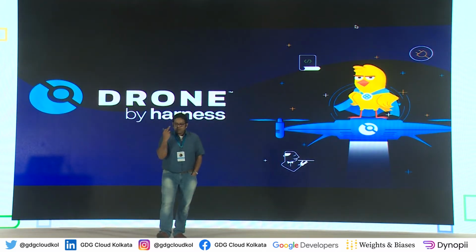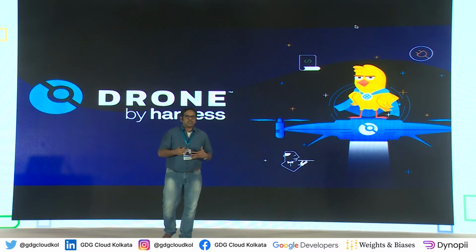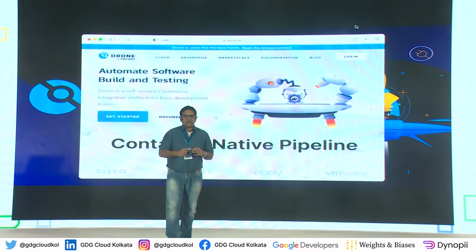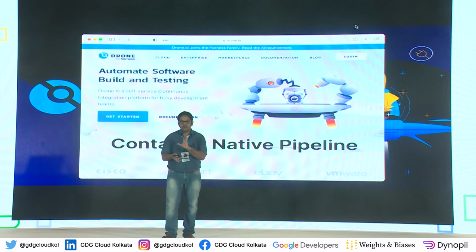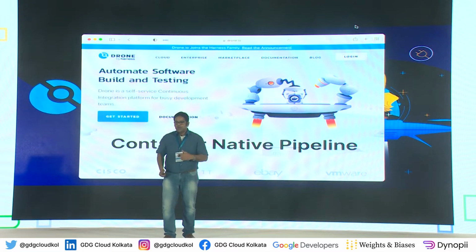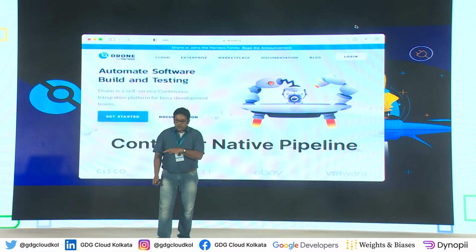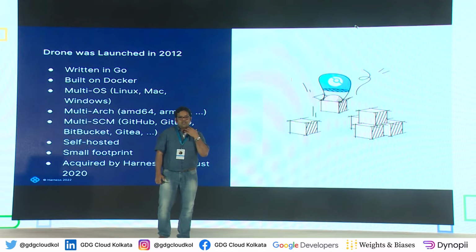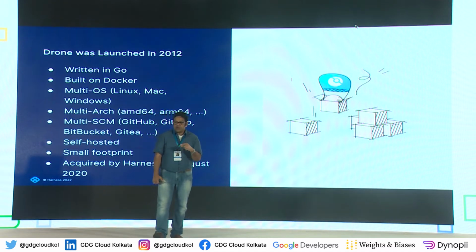Drone was a very simple, container-based tool that can do CI/CD using containers. In short, it's nothing but a container-native pipeline, right? A pipeline is nothing but a sequence of containers run together, what are called steps, and it does the job, like build, push, and all these things. Drone was born in 2012, this is just some history. And one important thing: we at Harness acquired Drone in August 2020, so it has now become part of the Harness platform, the Enterprise CI platform as well.